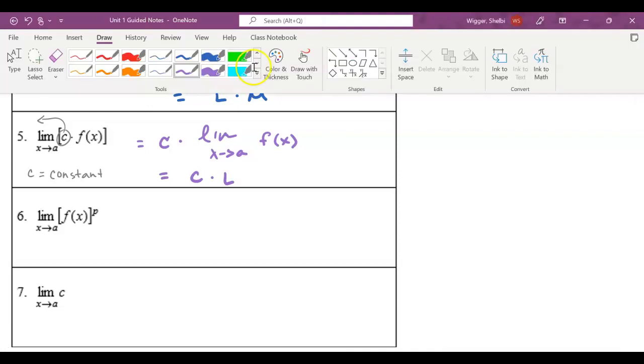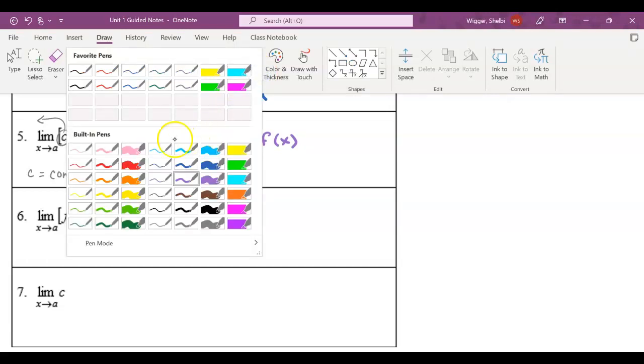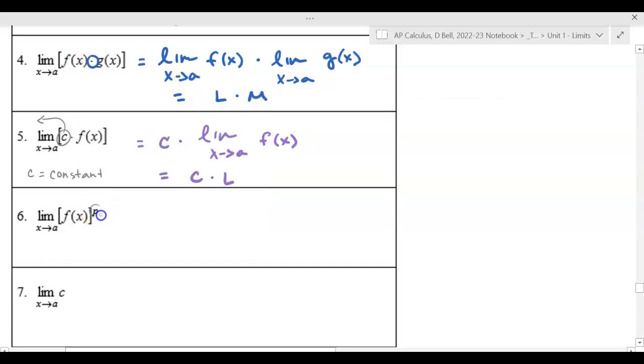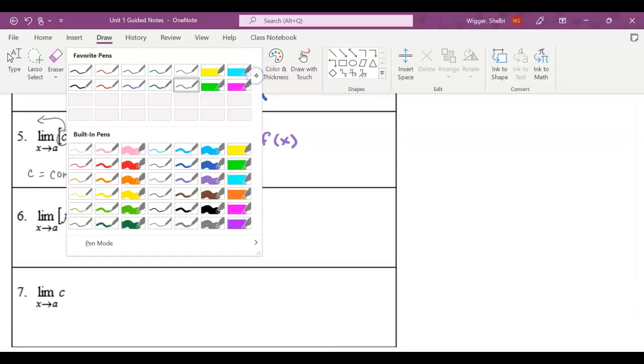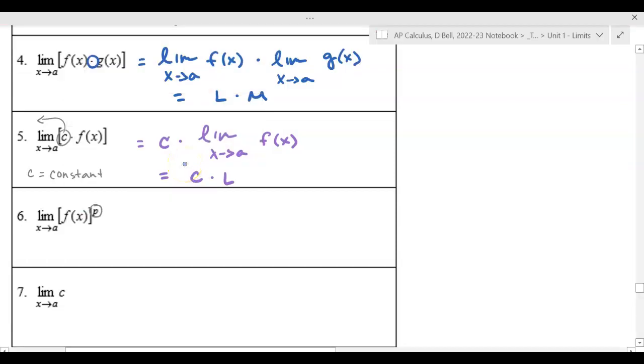If we have a power, we're going to find the limit first and then raise it to that power. So this will be equal to the limit as x approaches a of f of x, and then the entire thing is raised to that power. So L to the p power.